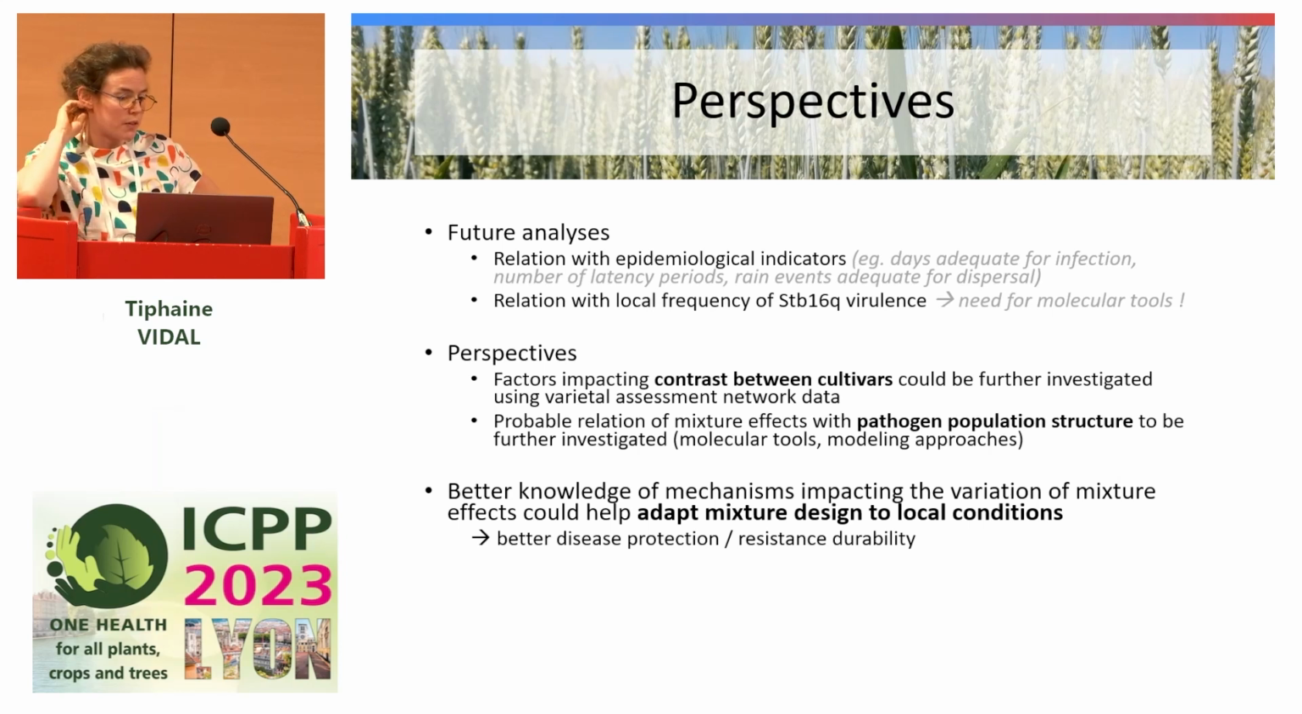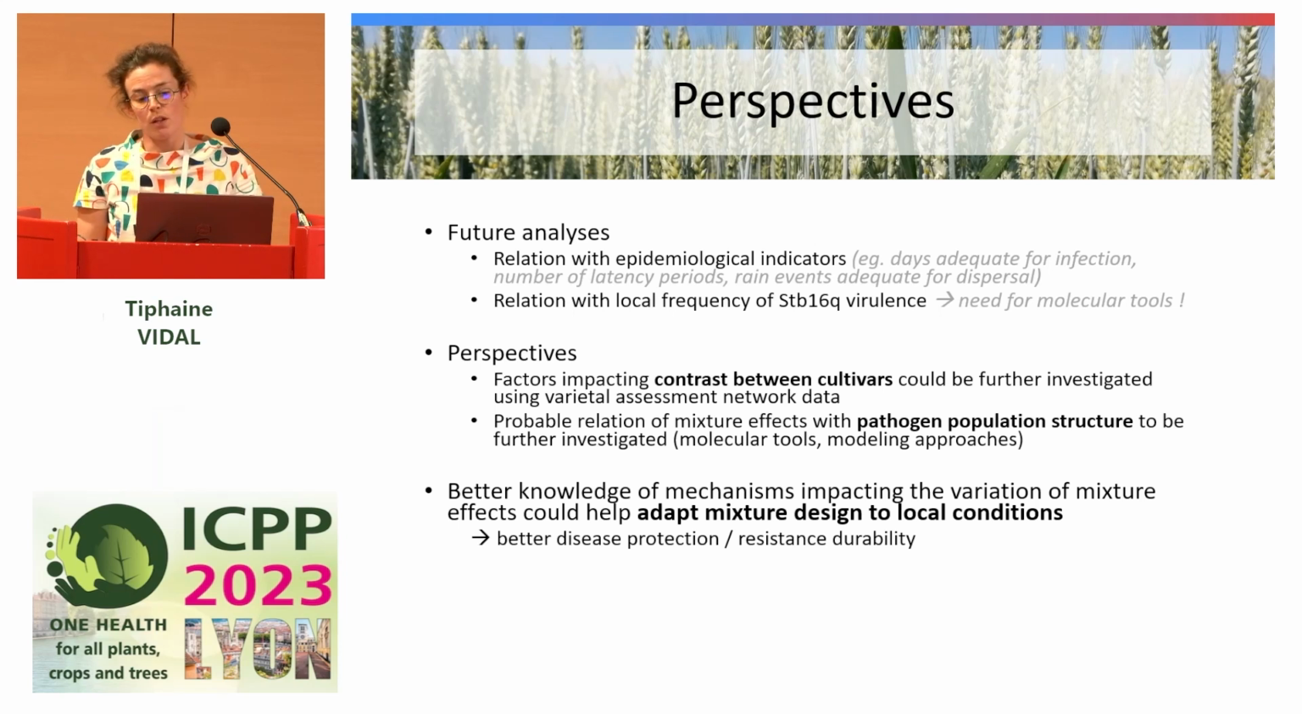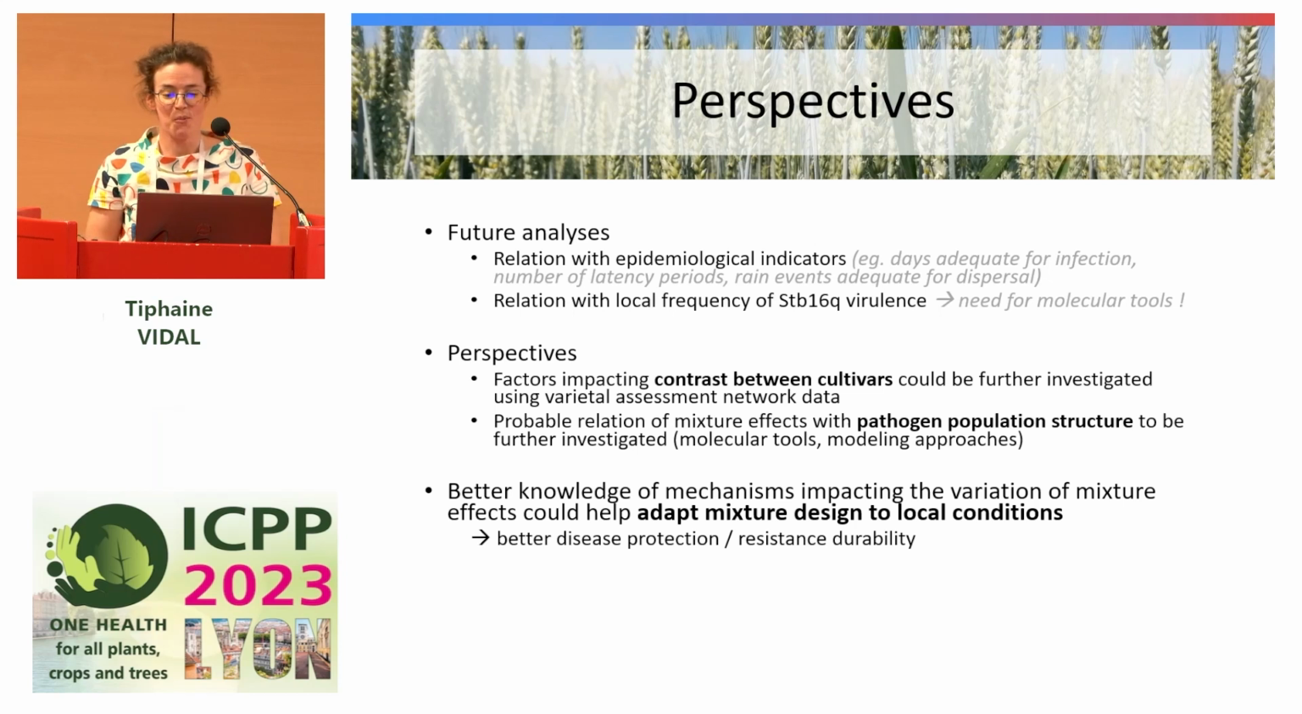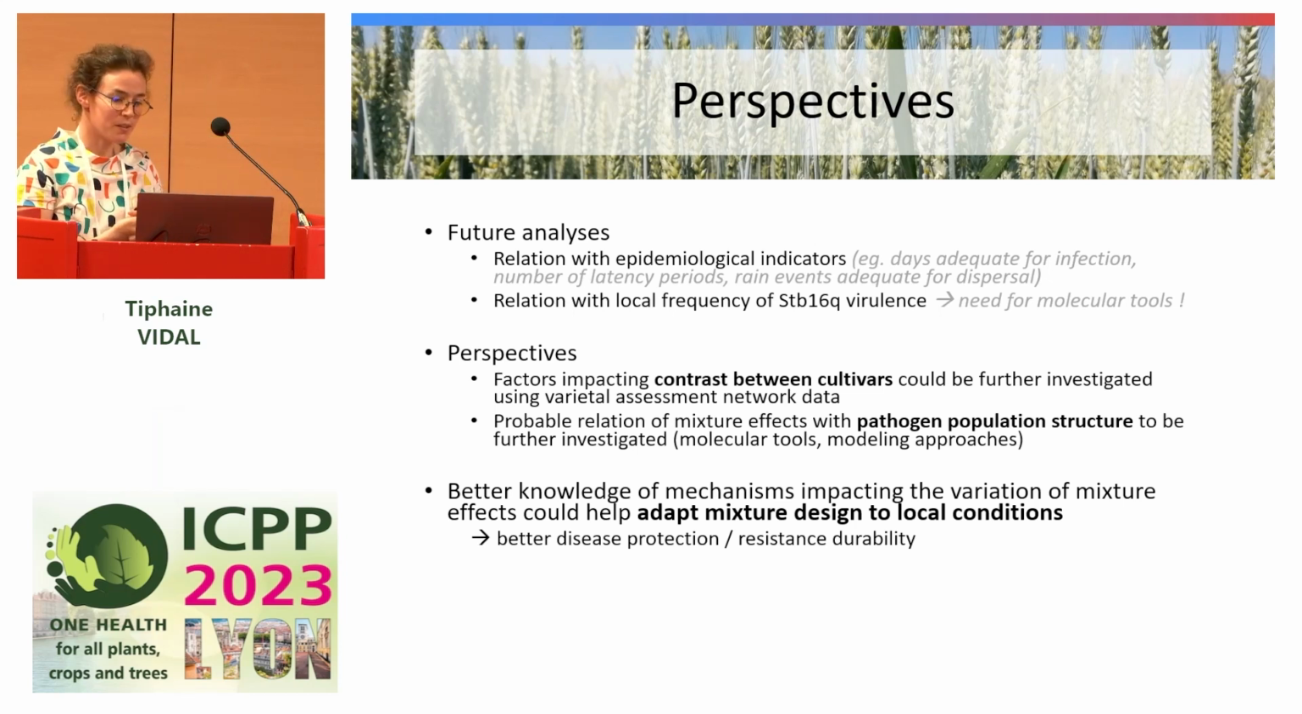Now we have investigated the basic variables, but we could also get more into details, for example, using epidemiological indicators, such as the number of days adequate for infection using an infection model, or the latency period, or maybe the rain events that are adequate for dispersal. We might also test a relation with local frequency of STB16 virulence, but for that we will need molecular tools that are not available at the moment.